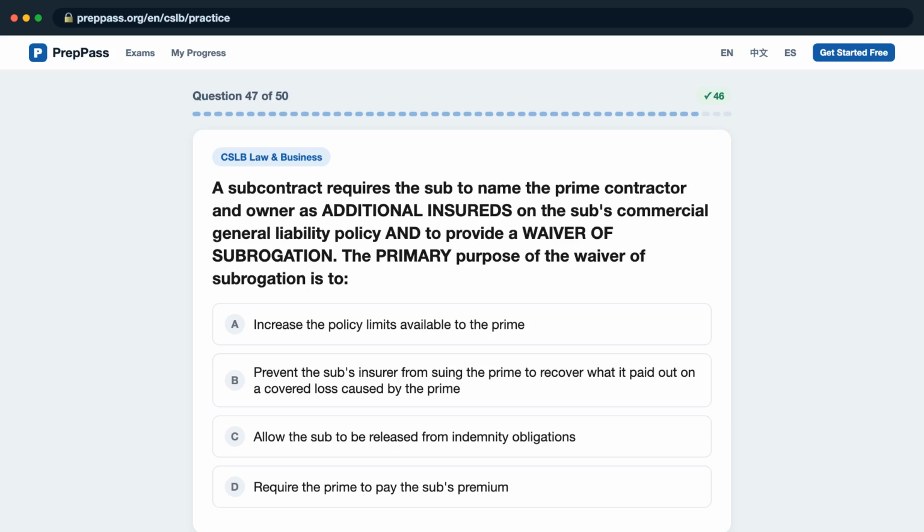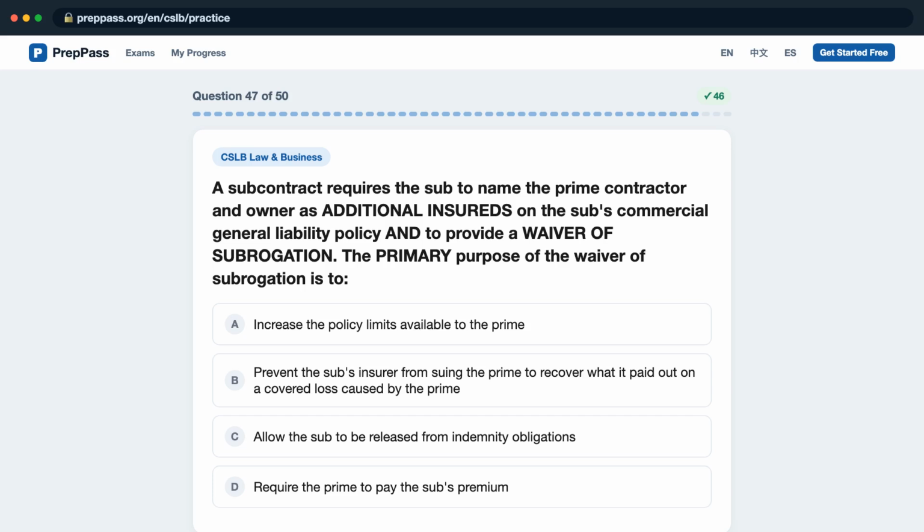Question 47. A subcontract requires the sub to name the prime contractor and owner as additional insureds on the sub's commercial general liability policy and to provide a waiver of subrogation. The primary purpose of the waiver of subrogation is to, is it A, increase the policy limits available to the prime. B, prevent the sub's insurer from suing the prime to recover what it paid out on a covered loss caused by the prime.